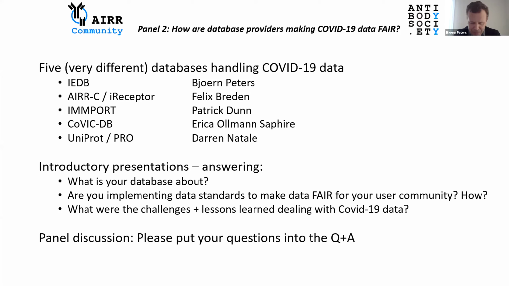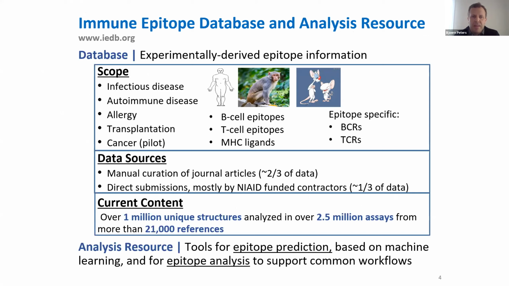So with that being said, I'm going to start my own presentation about the Immune Epitope Database and Analysis Resource. Everything I'm going to show you here is available at www.iedb.org. The key part is the database, which contains experimentally derived epitope information. The scope of the IEDB includes infectious diseases, pathogens, COVID, and other things, autoimmune diseases, allergy, transplantation, and cancer, although that's only a pilot at this point.